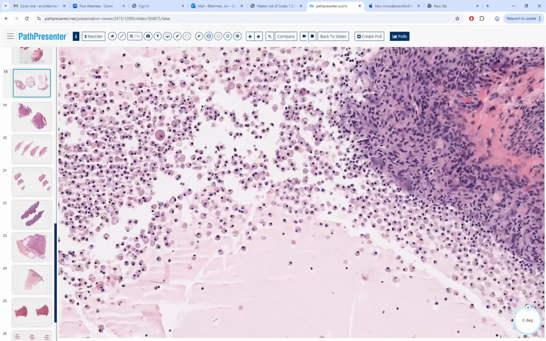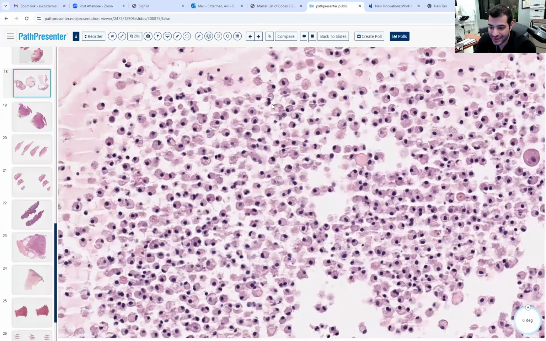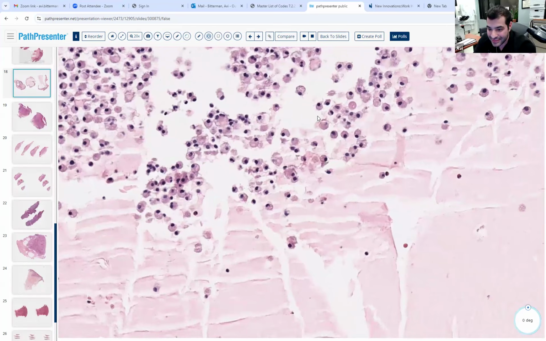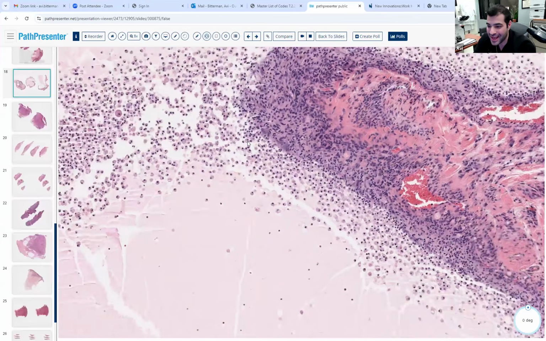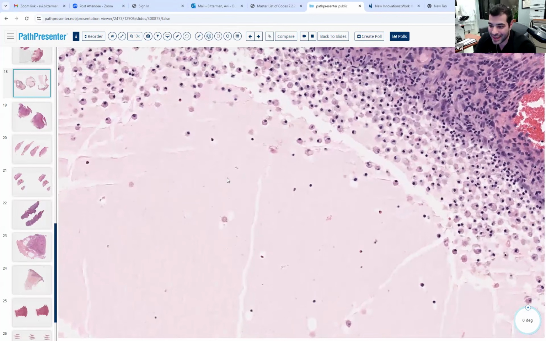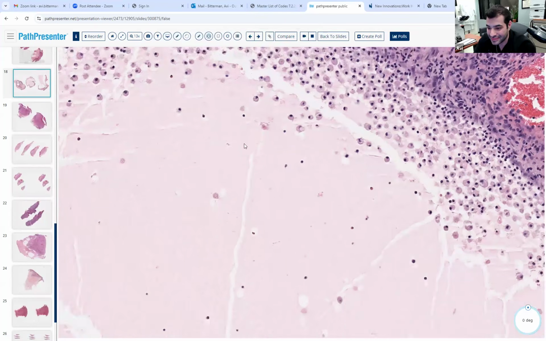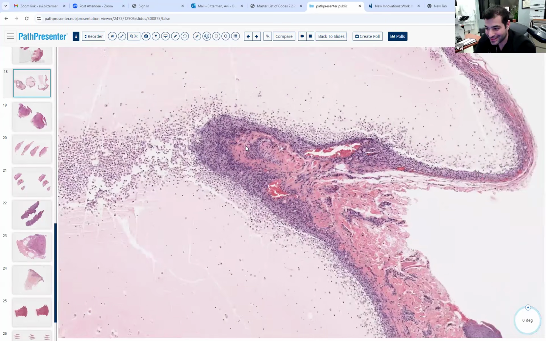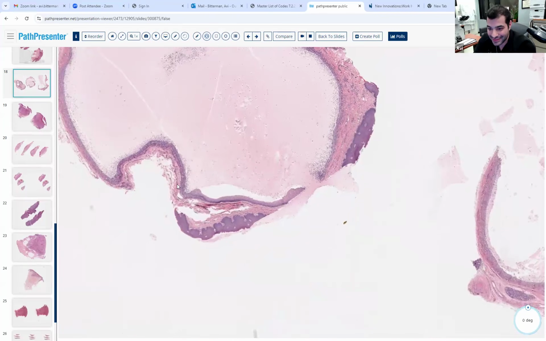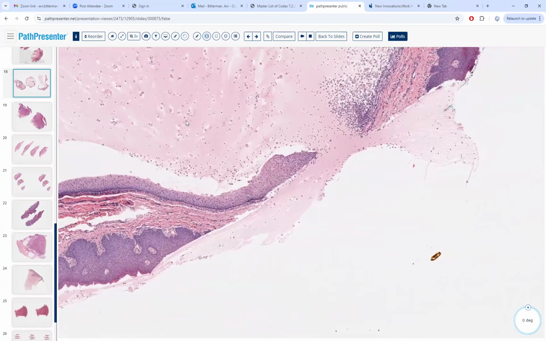Plasma cells? Oh, these are way too big for plasma cells, and they don't have the perinuclear hof or the clock-face nucleus. They're not mast cells, right? And what are they eating up? In fact, you'll notice what's in the cytoplasm looks similar to this. Mucin. Oh, mucophages. They're mucophages.